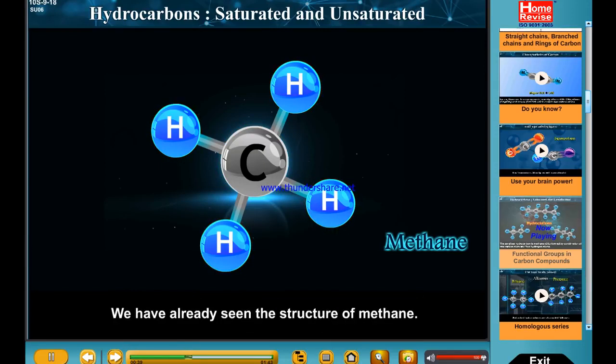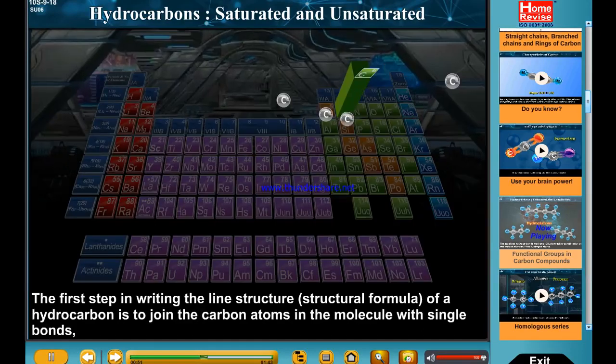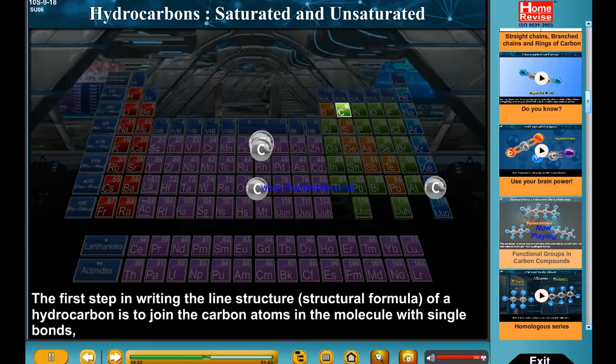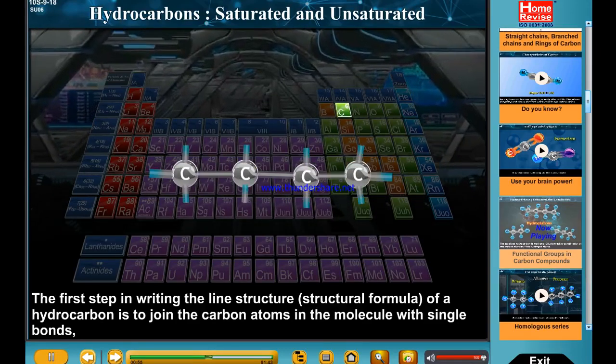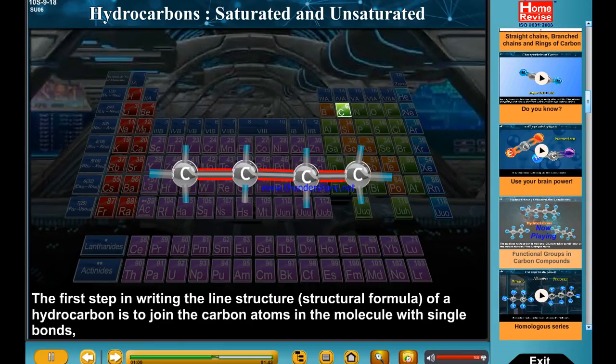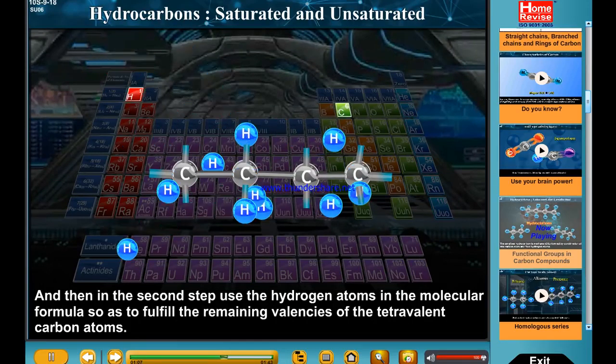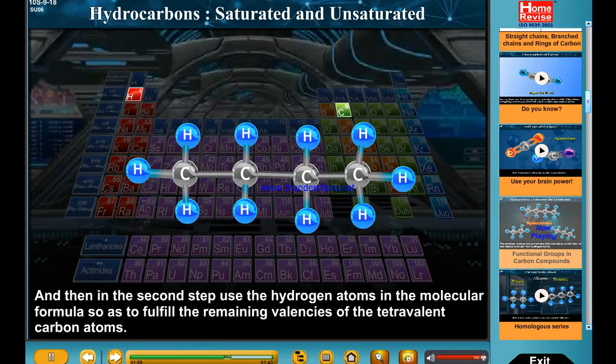We have already seen the structure of methane. Ethane is one more hydrocarbon. Its molecular formula is C2H6. The first step in writing the line structure, that is, structural formula of a hydrocarbon, is to join the carbon atoms in the molecule with single bonds, and then in the second step, use the hydrogen atoms in the molecular formula so as to fulfill the remaining valencies of the tetravalent carbon atoms.